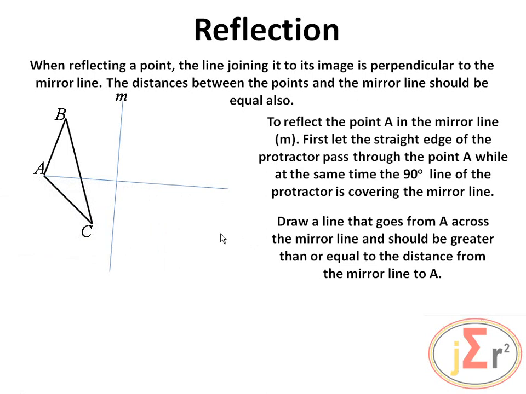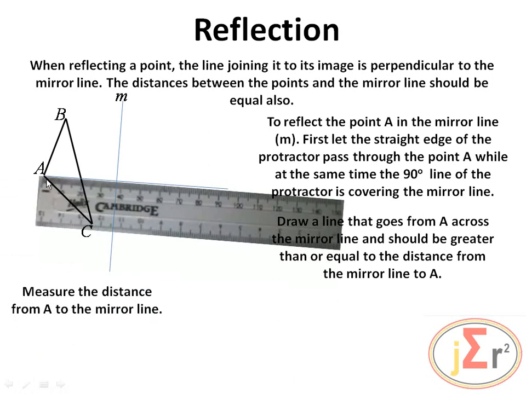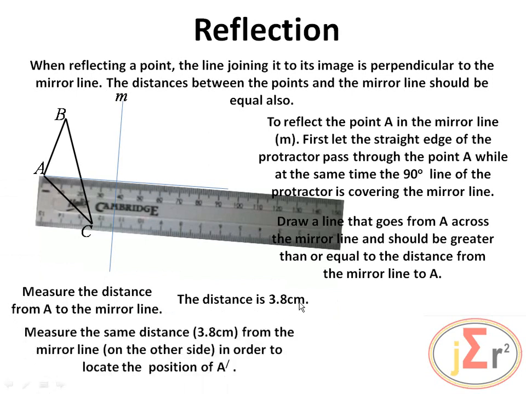Then we are going to measure. So measure the distance from A to the mirror line. Yes, so we measure the distance from A to the mirror line, and we take note of that. Distance is 3.8 centimeters. Therefore, what do we do? We measure the same distance, which is 3.8 centimeters, from the mirror line on the other side, in such a way that we may be able to locate the position of A prime.